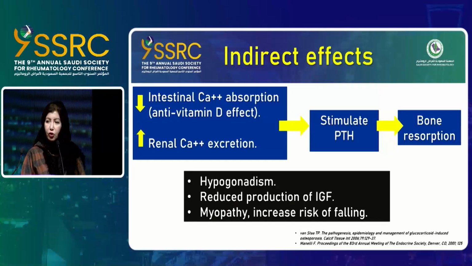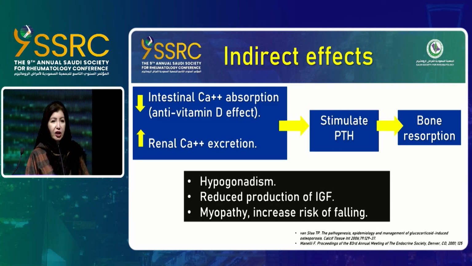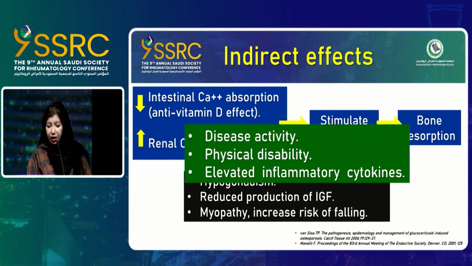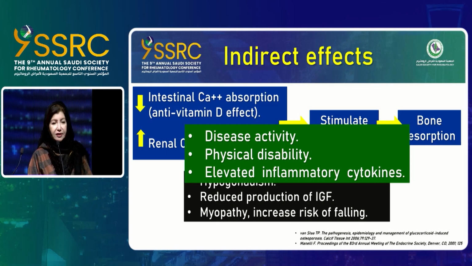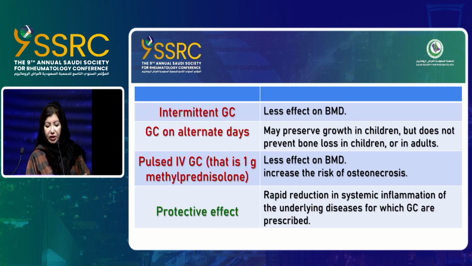Also, there are other causes that may contribute to bone loss, like hypogonadism, reduced production of IGFs, and myopathy with increased risk of falling. So all this will increase the risk of fracture, and added to that is the disease activity that the steroid was given for, the physical disability that comes together, and elevated inflammatory cytokines. And this is mainly, of course, what we see in rheumatic diseases.